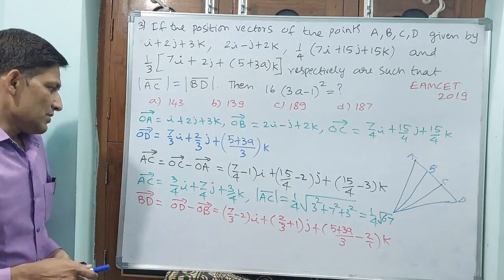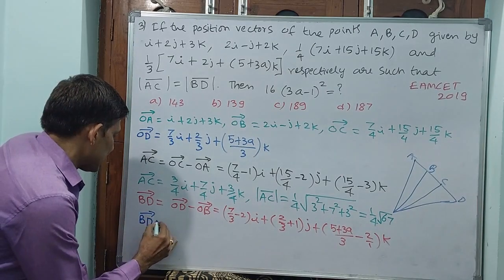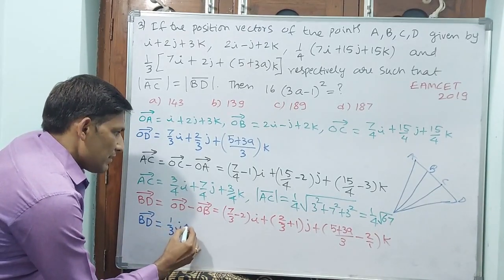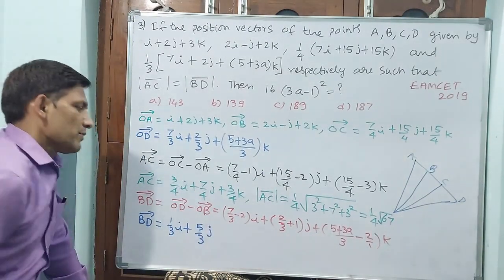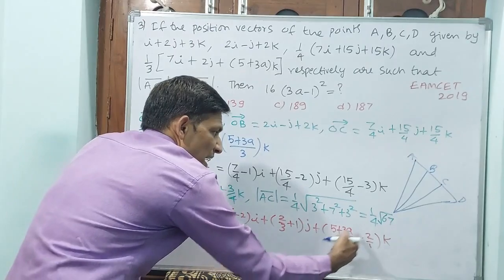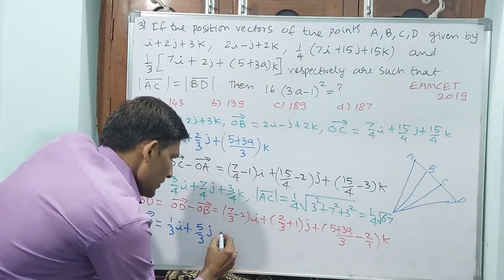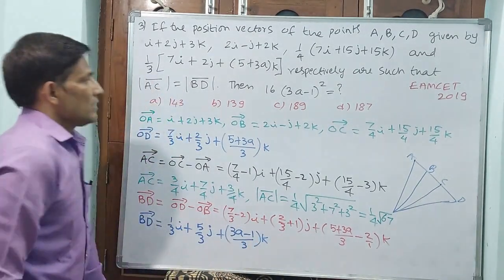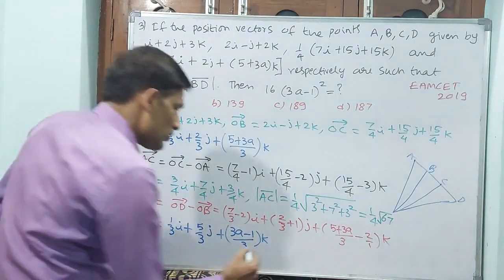Once again, I am writing. BD vector is equal to 7 minus 6, 1 by 3 i plus 2 plus 3, 5 by 3 j, and for k, 5 plus 3a minus 6, that means 3a minus 1 by 3 into k. The question also has 3a minus 1. This is BD vector, not modulus BD.